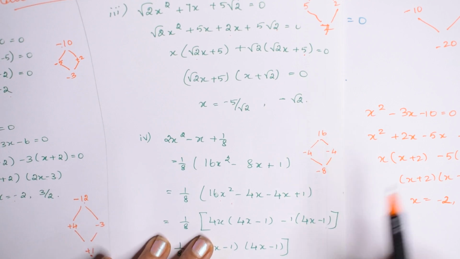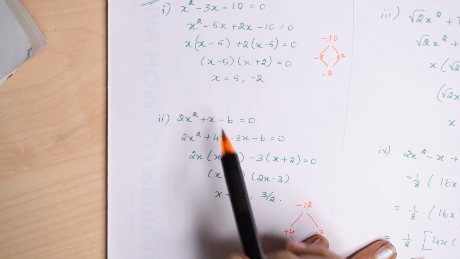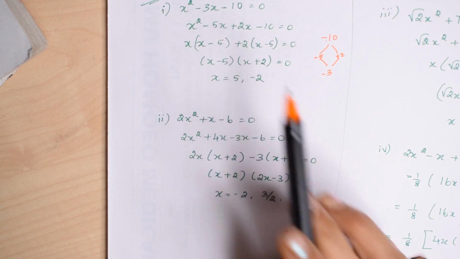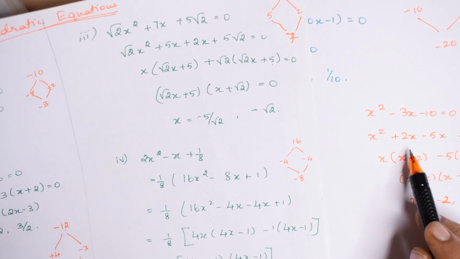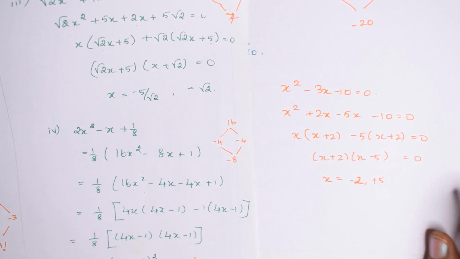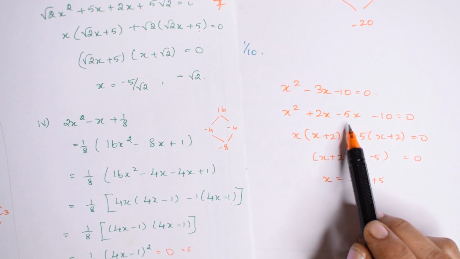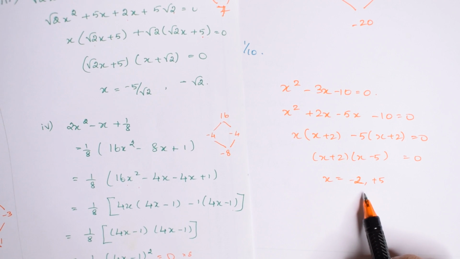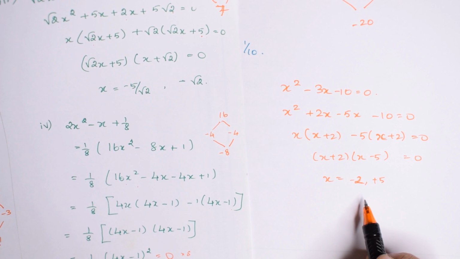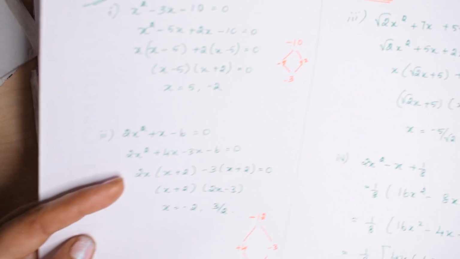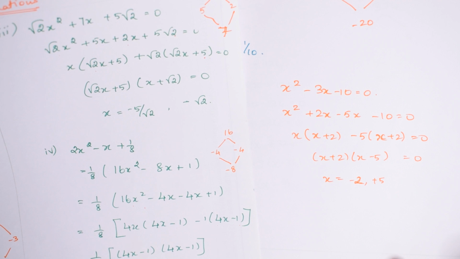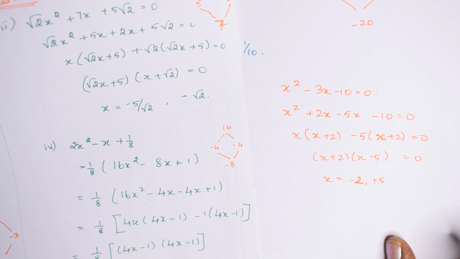The same sum, when I change the places: minus 5x plus 2x. Here I have changed the places, plus 2x minus 5x. When I change the places also, I solved it and I have got the same answer. See, the same answer I have got. So even if you change the place, it's not going to make a difference. The answer is going to be the same.